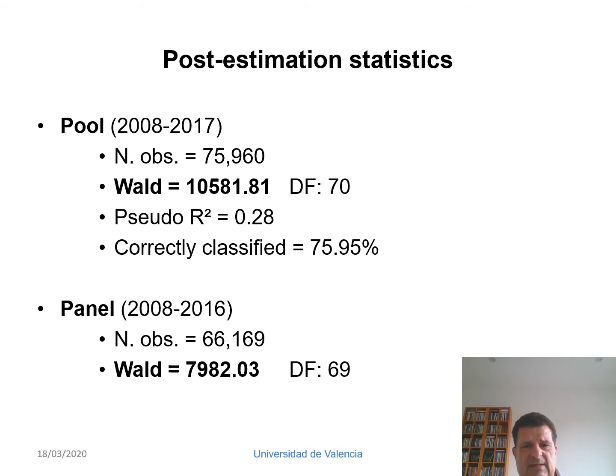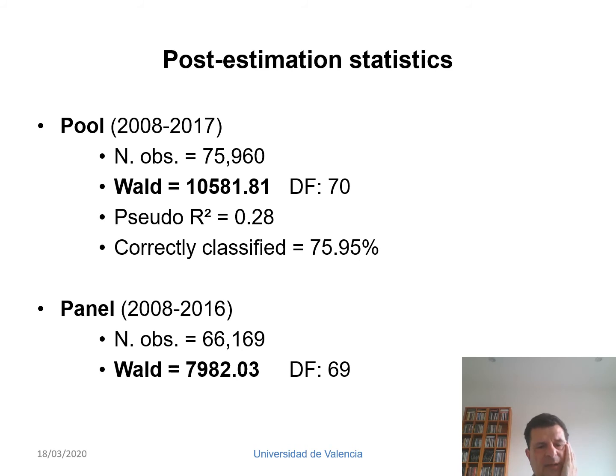The degrees of freedom is 70, so that means we have 70 independent variables in this test, and the idea is that the more independent variables you have, the more difficult it is to estimate. But in this particular case, the 10,500 value of the Wald test is high enough that you can be happy with it. The pseudo R-square is like an R-square. It's like saying that we can explain about 28% of the variation of the dependent variable. It also says that, comparing the classification based on the sample and the sample itself, 75% of the time it is correctly classified.